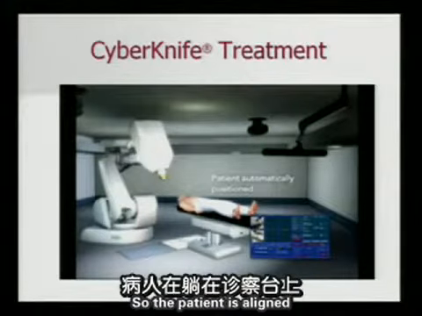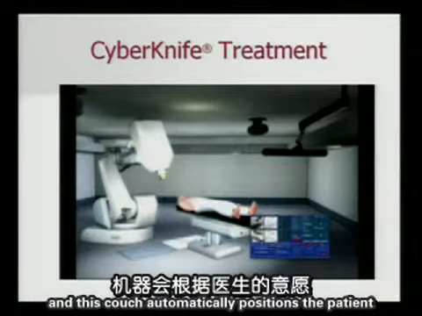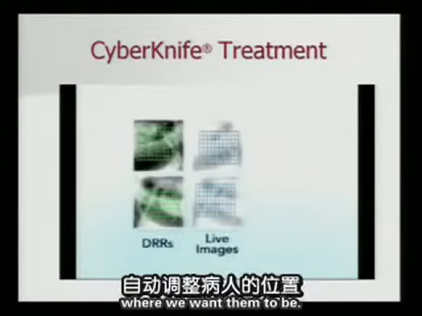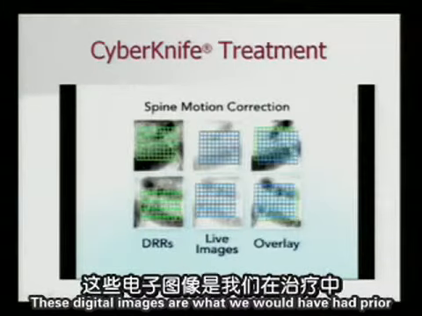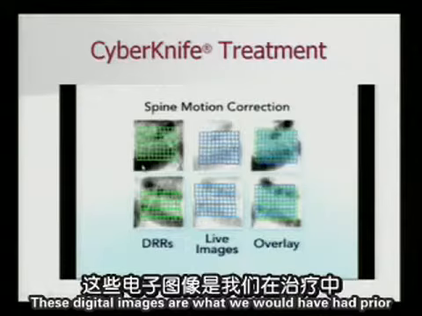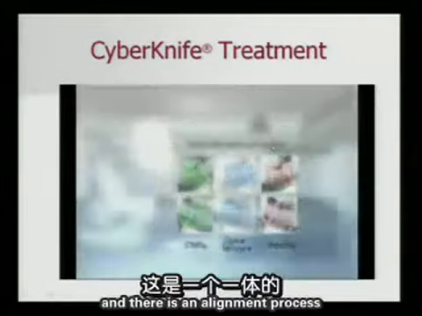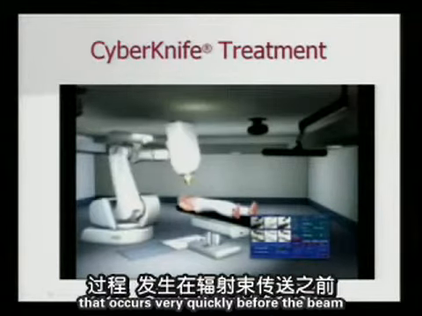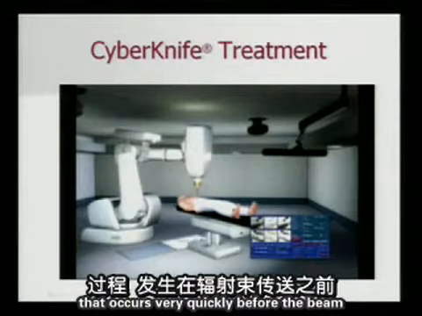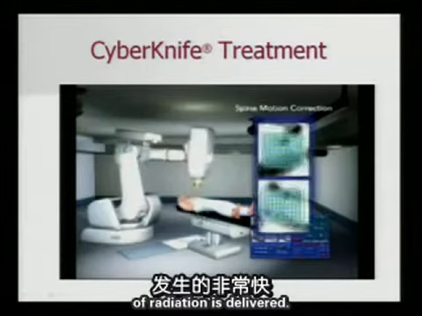So the patient is aligned, and this couch automatically positions the patient where we want them to be. These digital images are what we would have had prior to treatment. These are the live images, and there is an alignment process that occurs very quickly before the beam of radiation is delivered.